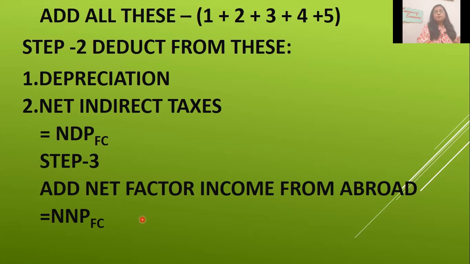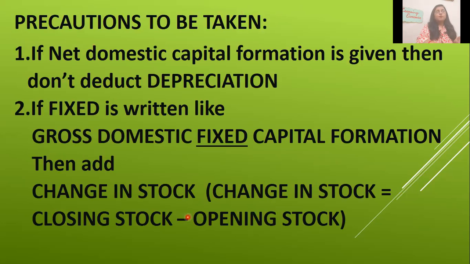Now let us come to some of the precautions we must take while calculating national income by the expenditure method. What are the precautions we require to take? First thing is, because I had told you the 4th component, gross domestic capital formation.